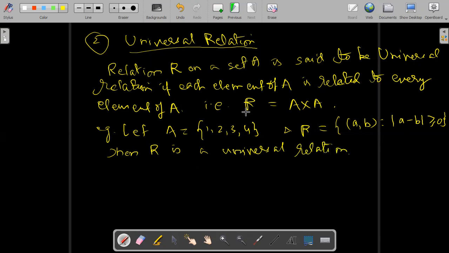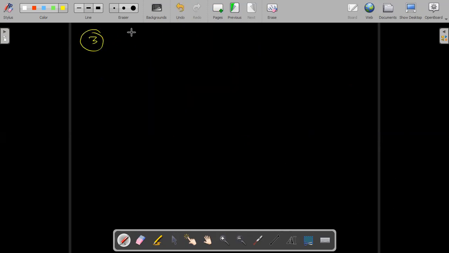Okay. Then the third type is identity relation. Identity relation: if each element of A is related to itself only, meaning 1 1, 2 2, 3 3, 4 4, then it is called an identity relation.